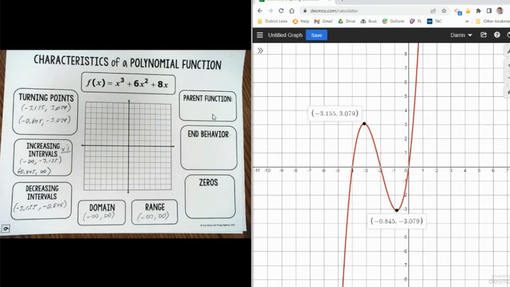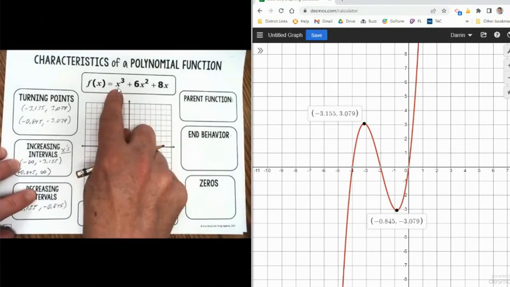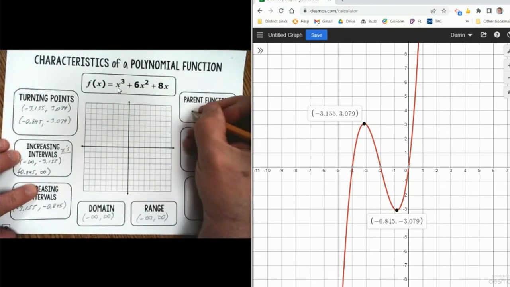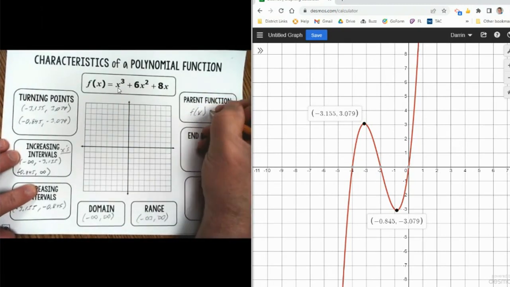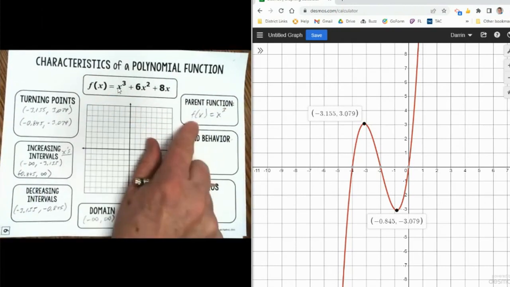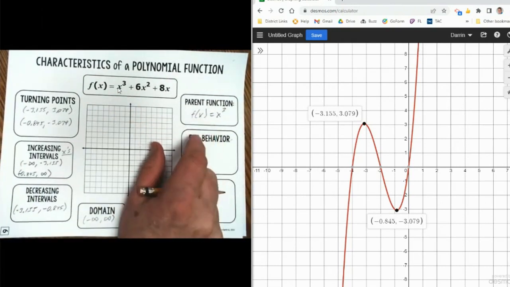What's the parent function? Well, the parent function is just the x to the third without all these things. You take the largest possible exponent in there and then take away any coefficients. So it's just f of x equals x to the third. If that was 5x to the third, we'd still just say x to the third is the parent function.